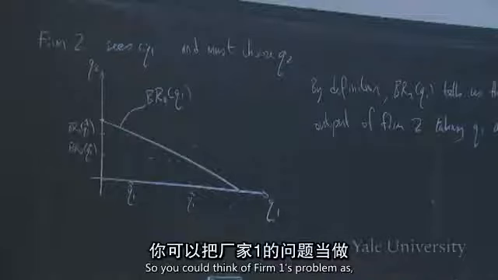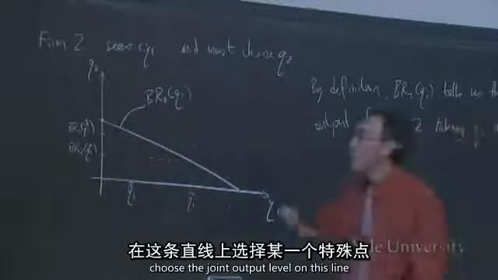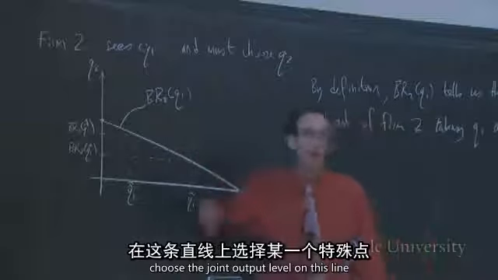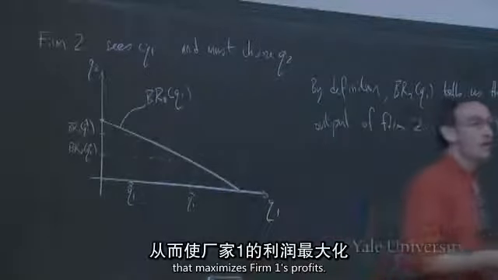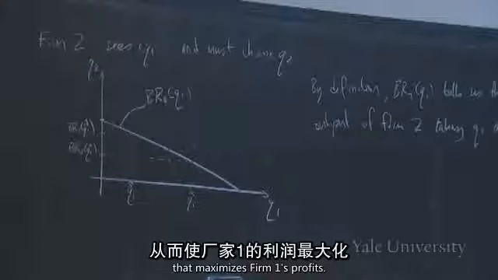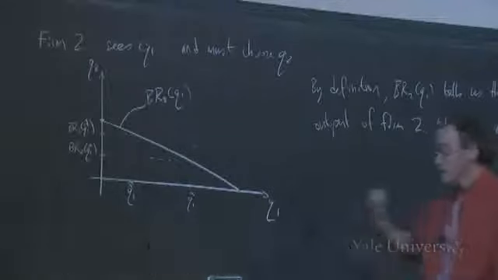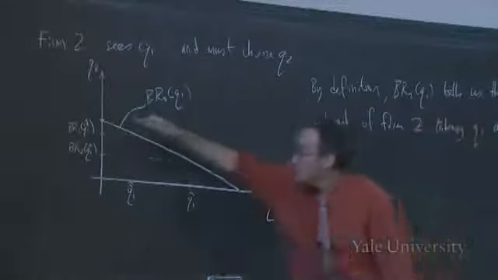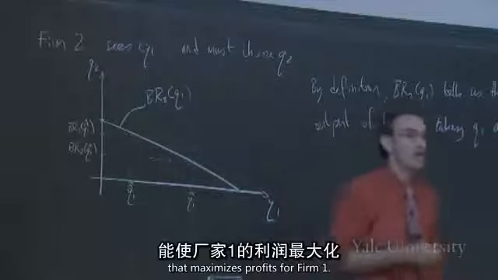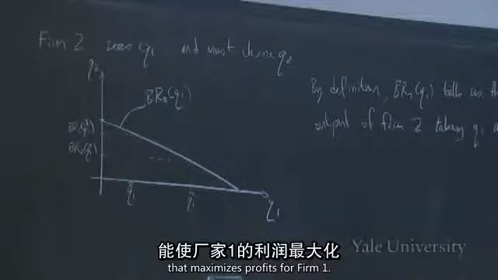All right? So you could think of firm 1's problem as choose the joint output level on this line that maximizes firm 1's profits. We could think of firm 1's problem as choose the combination of outputs on this line by choosing Q1 and Q2 responds. Choose the combination on this line that maximizes profits for firm 1.